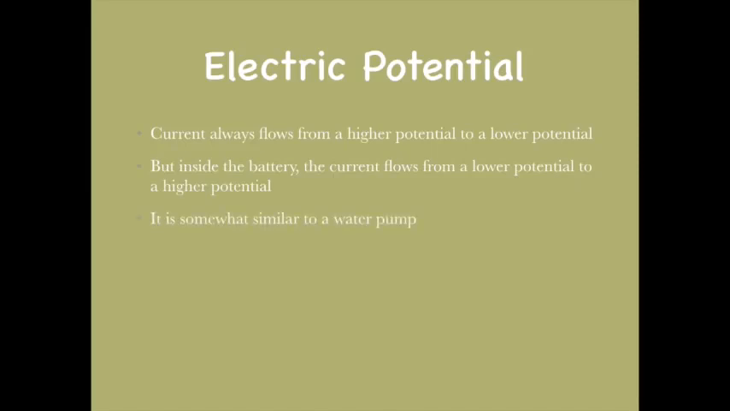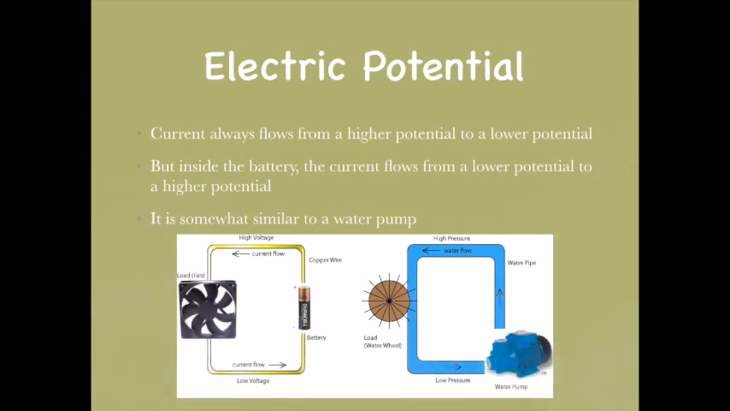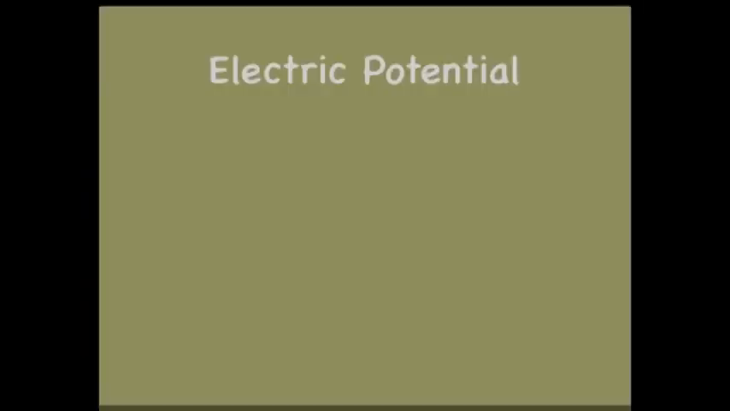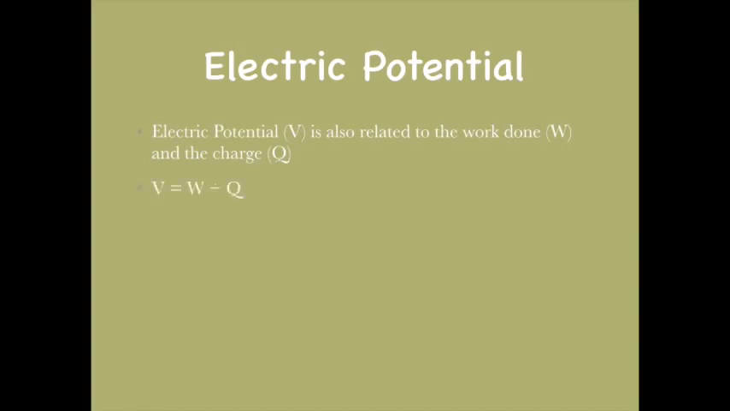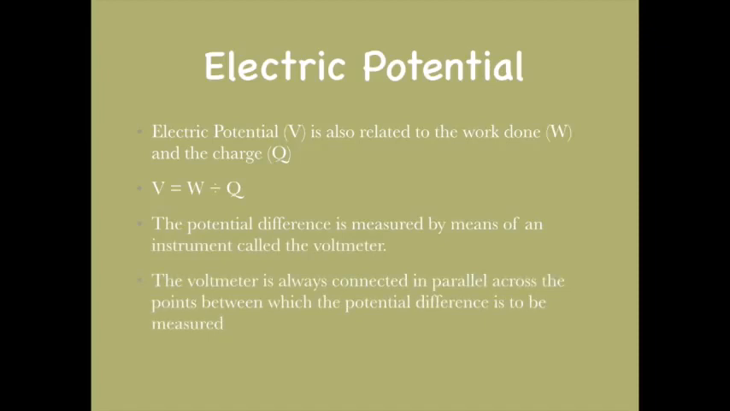For a further understanding, let us look at this diagram. Here, the battery does the same job as a water pump, and the water is similar to the current. The electric potential is also related to the work done and the charge by the formula given below, V equal to W divided by Q. The electric potential is measured by an instrument called a voltmeter, and a voltmeter is always connected in parallel across the points between which the potential difference is to be measured.